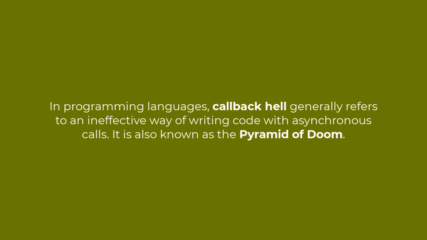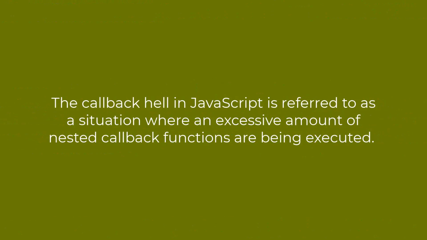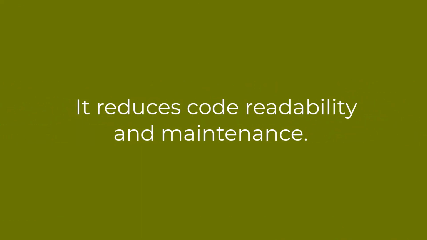This is also known as the pyramid of doom, because when we write the code it takes the structure of a pyramid, so that's the reason it's also called the pyramid of doom. Callback hell in JavaScript refers to a situation where an excessive amount of nested callback functions are being executed. I'll show you how the nesting of the execution process actually happens in the code. It reduces code readability and maintainability.